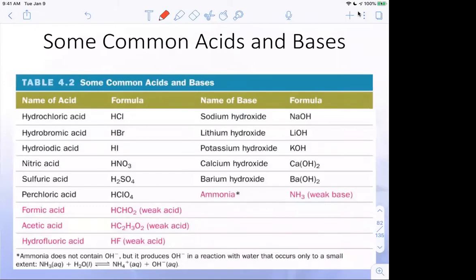Here is another example of my common acids and bases. Again, these are those strong acids that I have to remember, because the mantra here is if I'm not strong, I'm weak. So if I'm not on this list and I'm an acid, I'm going to be a weak acid. And then again, most of my metal hydroxides are going to turn out to be strong bases, and ammonia is going to be that weak base.